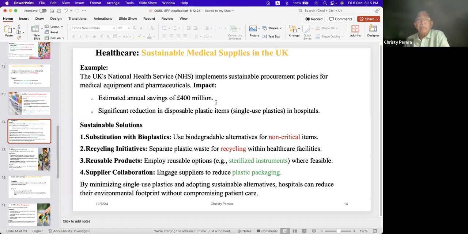Sustainable solutions. Now, what are the solutions in these areas? Substitution with bioplastics, that I told you all, right?